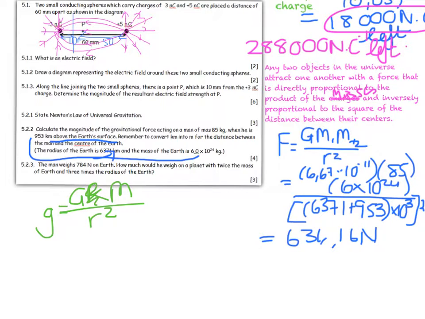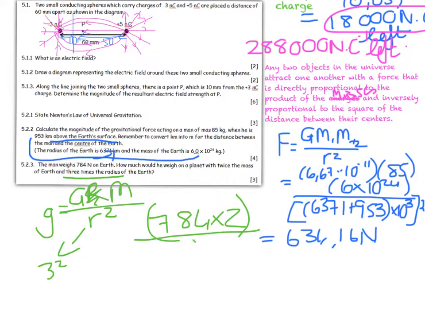So we can say that if I have twice the mass of the Earth, I need to double that value. So it's 784 times 2. And then 3 times the radius, that means I need to divide by 3 squared. So that would need to be 3 and it would have to be squared, so it's divide by 9, and I land up with 174.22 newtons.